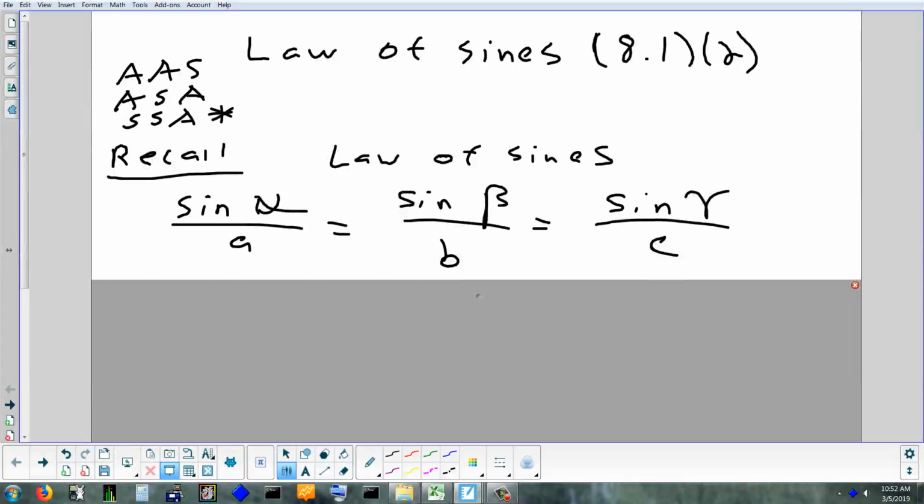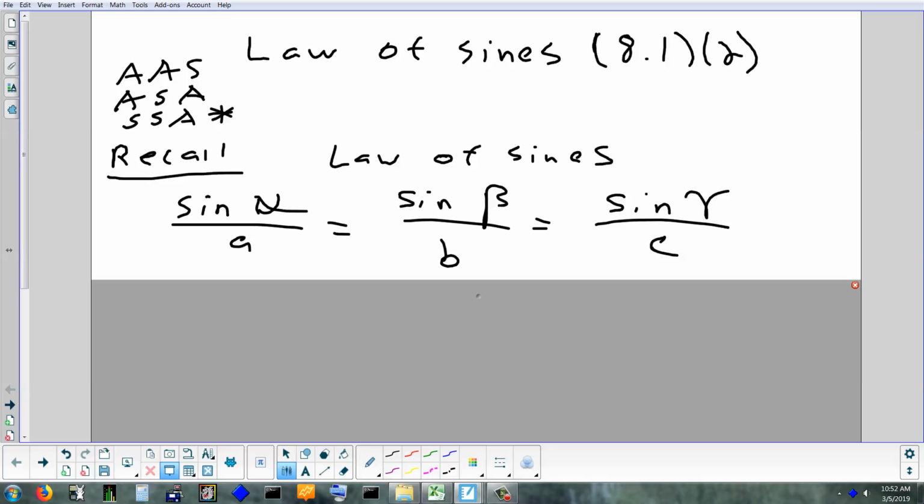is that one, SSA. Whenever you have SSA, that's the only case, including everything we're going to learn with law of cosines, where you have to be careful for no solution or two solutions. Every other case is always one solution. So that's just a reminder of what the law of sines is.